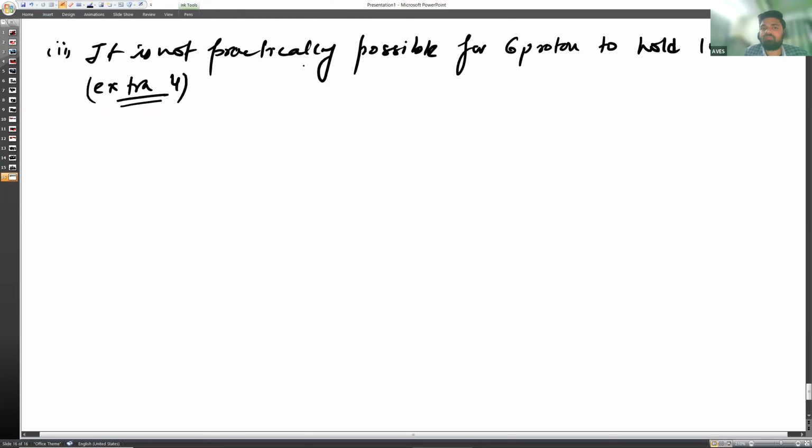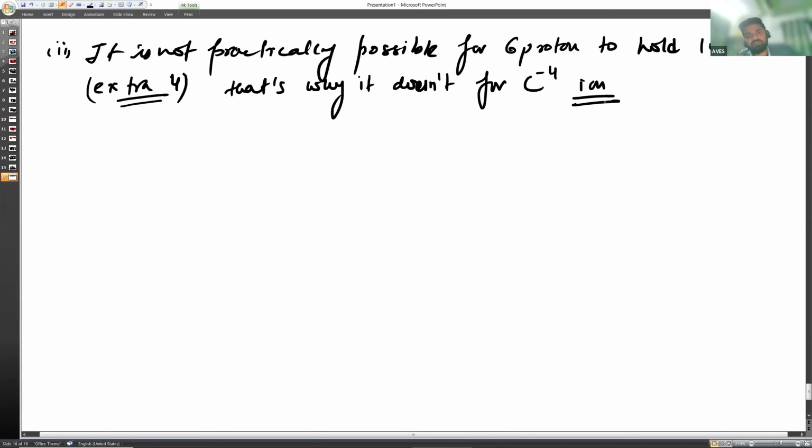Okay, so that's why it does not form C4 negative ions. This is the reason that it does not form C4 negative ions. Understood this one? Tell me fast. Next question. Understood, Madhya? Yes, sir. Why are you not replying?